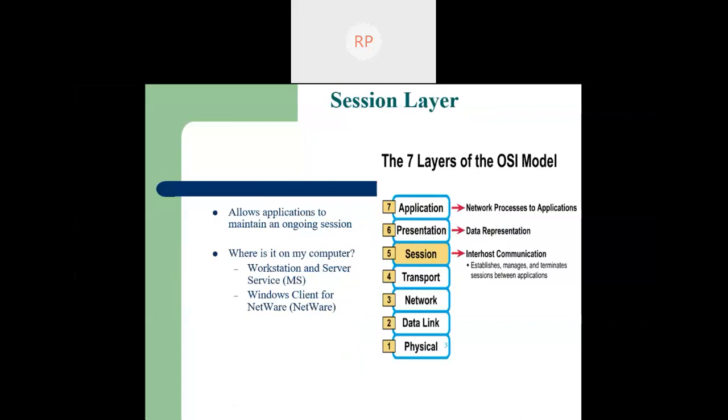Next one is the session layer. It allows applications to maintain ongoing sessions. This is done by the session layer: maintenance of session management. Where it is on the computer, we can check the workstation and server service, that is MS. So it maintains the sessions, as well as the Windows client for the network. Its role is to establish, manage and terminate sessions between the applications. This is the role of the session layer.